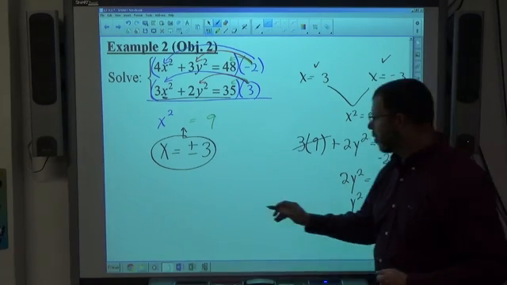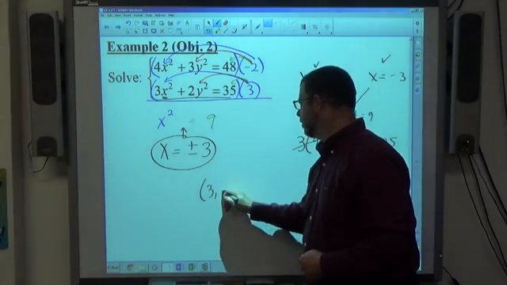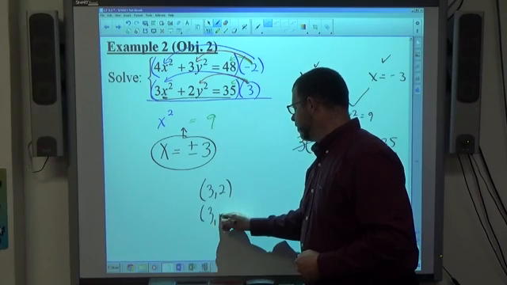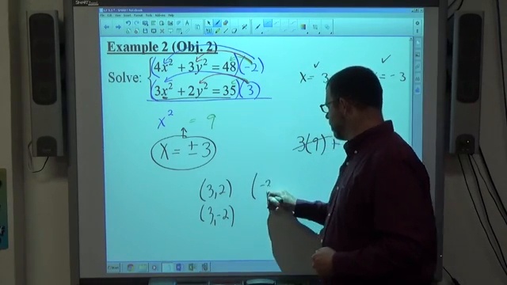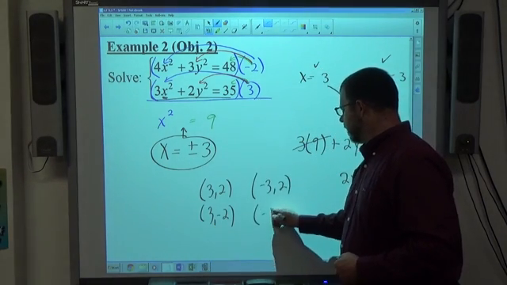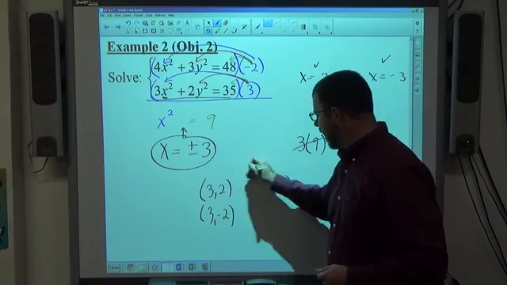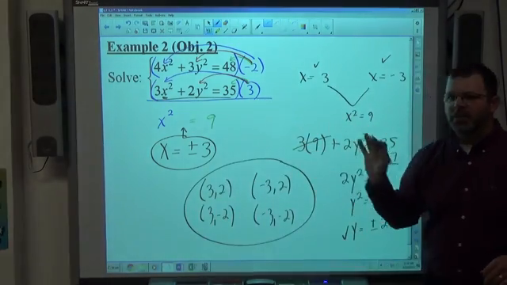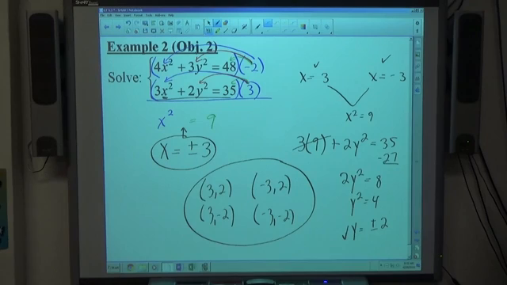So we get 4 ordered pairs: 3 with positive 2, 3 with -2, -3 with positive 2, and -3 with -2. Each ordered pair is in XY order. Make sure you got your variables on your paper so you know what's what, so you know the order that you're supposed to write those answers in.